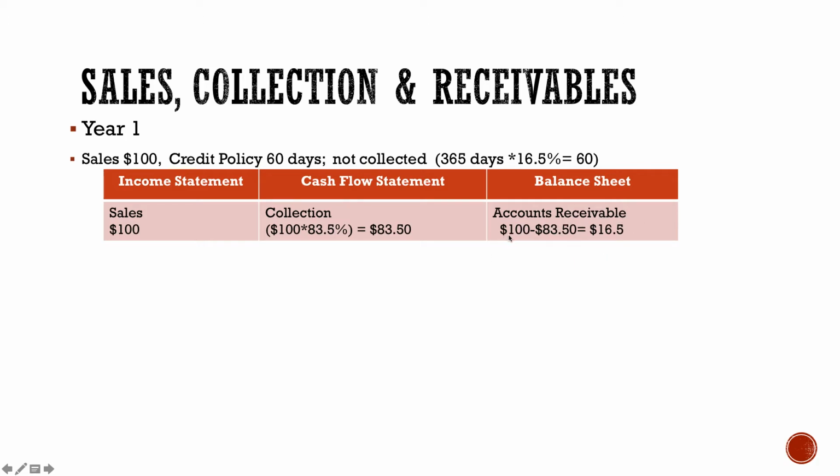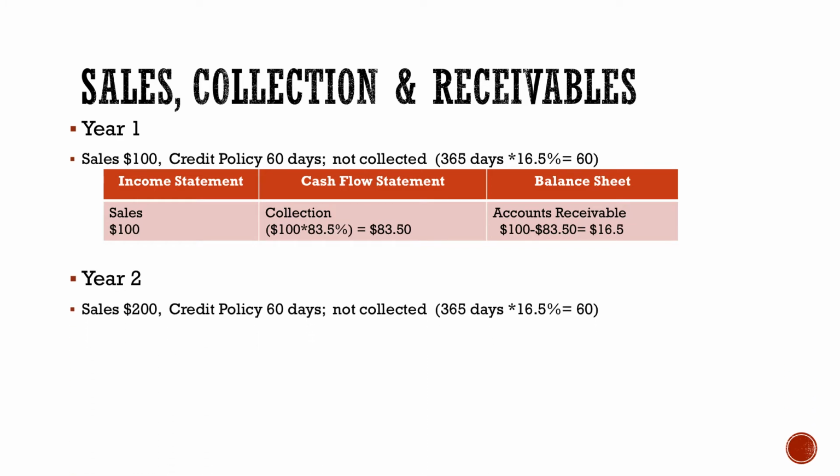What is that? The 100 that you sold in the income statement minus the 83.50 that you collected in the cash flow statement, for having at the end a balance of 16.5. That difference goes to the balance sheet. Everything sold, not collected, goes into the balance sheet. What happened in year number two? Let's continue with the story.